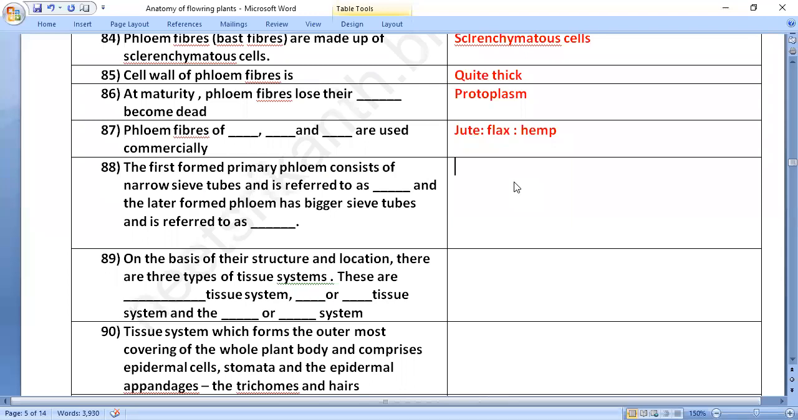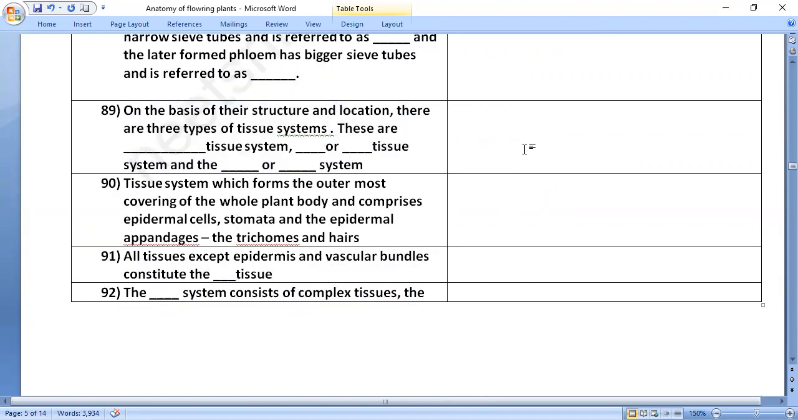First formed primary phloem consists of narrow sieve tubes and is referred to as protophloem, and the later formed phloem has bigger sieve tubes and is referred to as metaphloem.